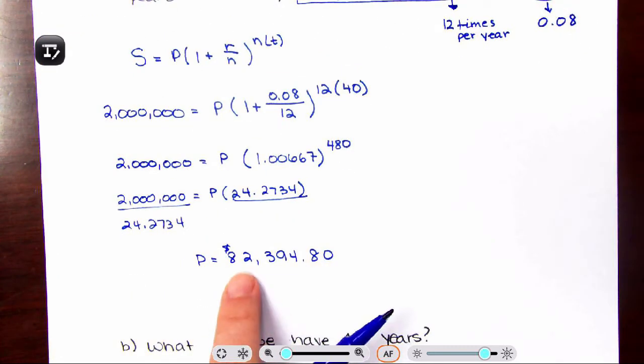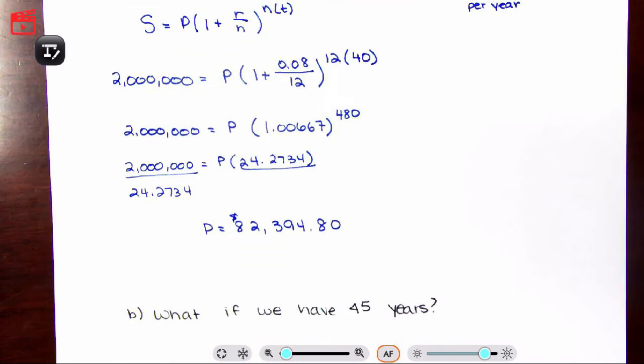So again, if you want to invest at 8% and retire in 40 years with $2 million, I mean, you have to invest almost $1 million, right? Would that be $1 million? No, that's not $1 million. 82,000, not a big deal, right? I kid, 82,000 is a lot of money.